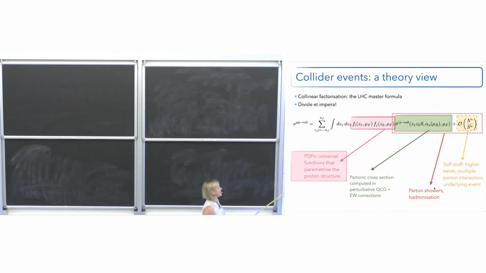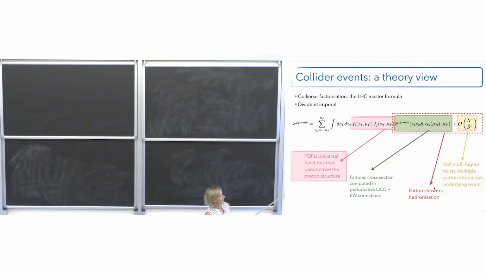So we have the collinear factorization. So for two protons going into any final state AB, that's the kind of collinear factorization that you often see in this kind of lecture, no? Which is valid in some regime. It's these infrared safe quantities that George was talking about earlier.